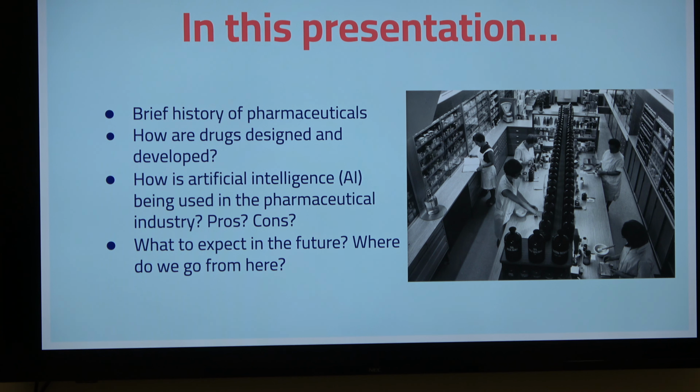So in this presentation, I have four main topics of interest. Firstly, I'll be going through a brief history of pharmaceuticals. I think looking back on history, seeing how far we've come and what kind of technologies emerged to get us where we are is really fascinating and really important. Followed by how are drugs designed and developed today? How is artificial intelligence being used in the pharmaceutical industry? What are the pros, what are the cons? And lastly, what to expect in the future and where do we go from here?